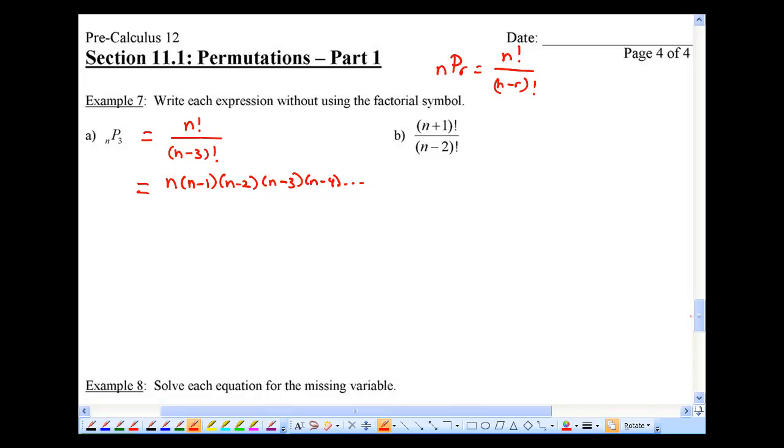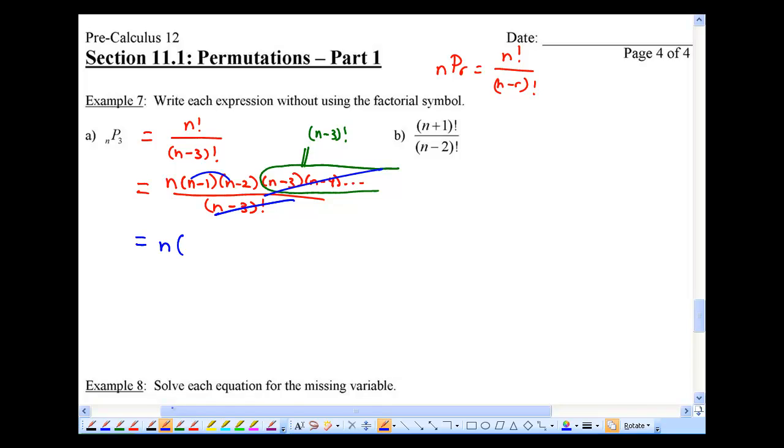But wait! Can you see how the n minus 3, n minus 4, and everything else after this is equivalent to n minus 3 factorial? Now, why is that important? Well, because on the bottom, I also have an n minus 3 factorial. So what I'm saying to you is all that stuff afterwards just kind of cancels out. This and this cancel out. So you're just left with n times n minus 1 times n minus 2.